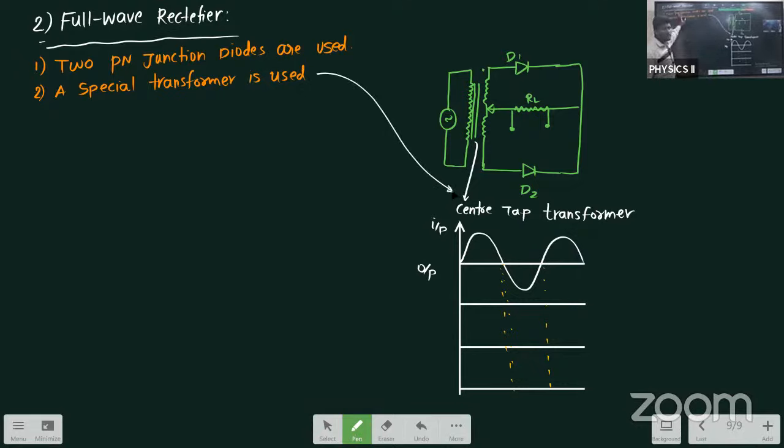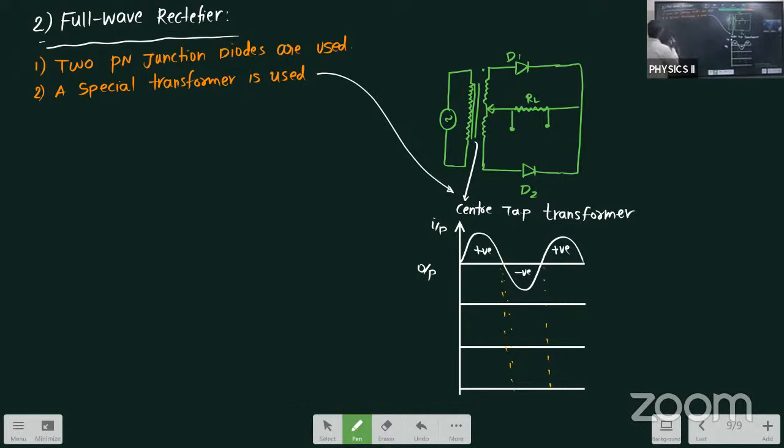So what is the first point you are supposed to write in a full wave rectifier? Two PN junction diodes are used. What is the next point? A special type of transformer known as a center tap transformer is utilized. Now see here, what is the third point? This is the positive cycle, this is the negative cycle. Now everyone see the working of this full wave rectifier.